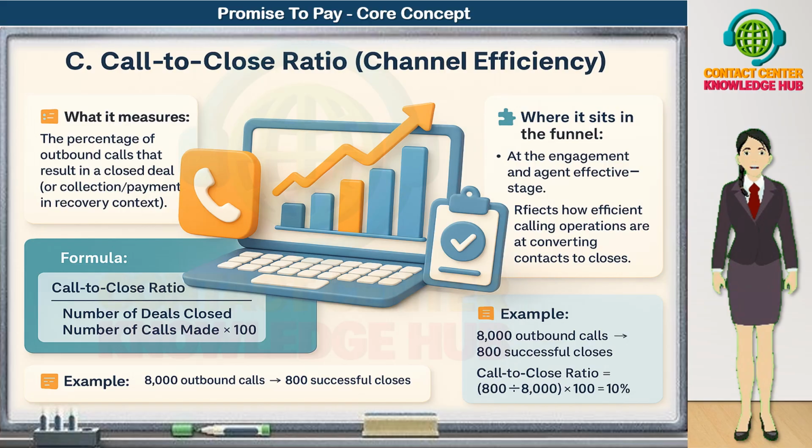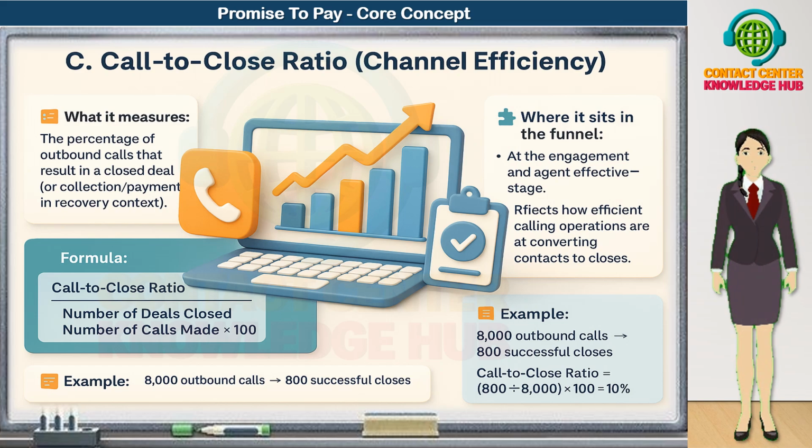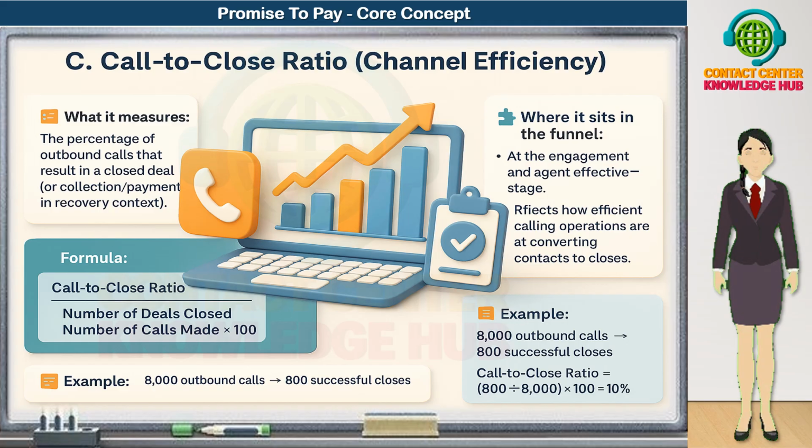Let's move on to another critical performance KPI, the call to close ratio, also known as channel efficiency. This metric is especially powerful in outbound sales and collections, where calling strategy and agent skill directly impact revenue outcomes.